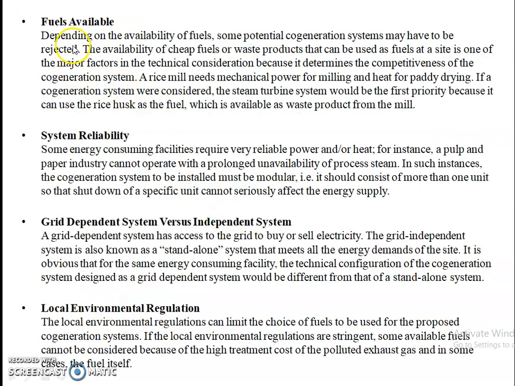The next point is the fuel available. If you are operating the cogeneration system, the fuel is very essential. Depending on the availability of the fuel, some potential cogeneration systems may have to be rejected. The availability of cheap fuels or waste products that can be used as fuel at the site is one of the major factors for the technical consideration, because it determines the competitiveness of the cogeneration system.